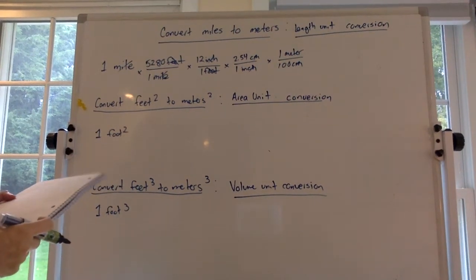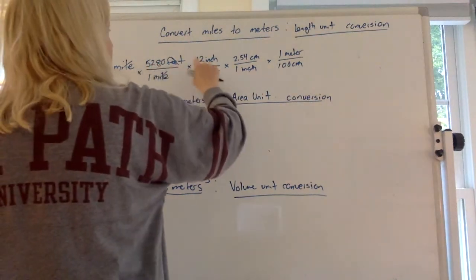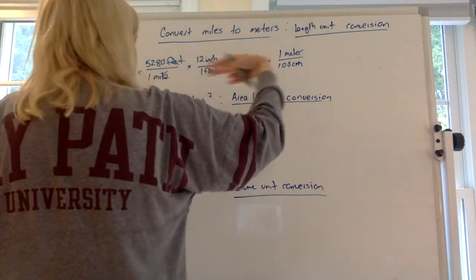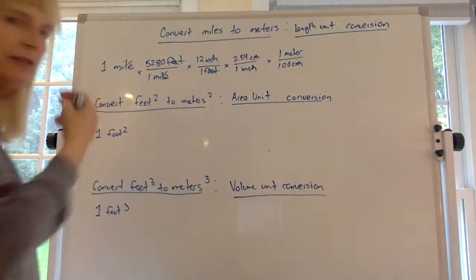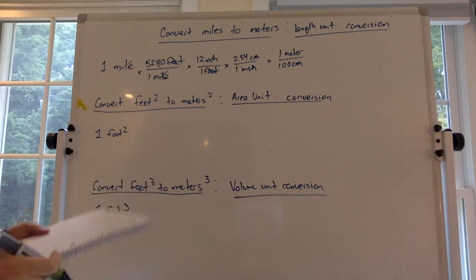So you have to whip out your calculator and go 5,280 times 12 times 2.54 divided by 100. And that'll give you the answer. I didn't even write down the answer, guys. Sorry, I didn't write down the answer. But that's how you would do it.